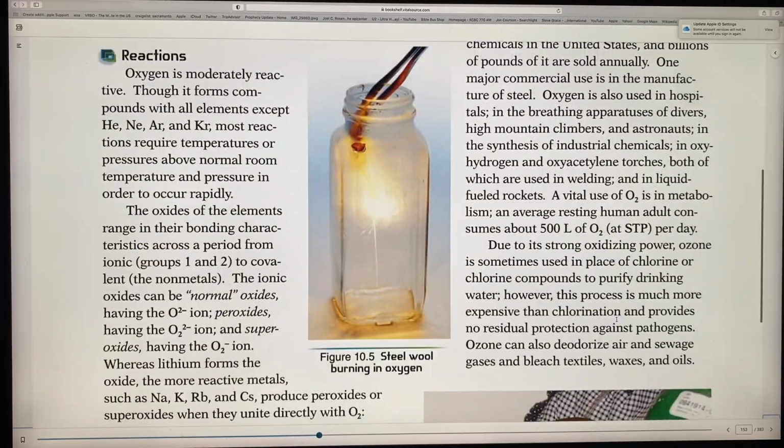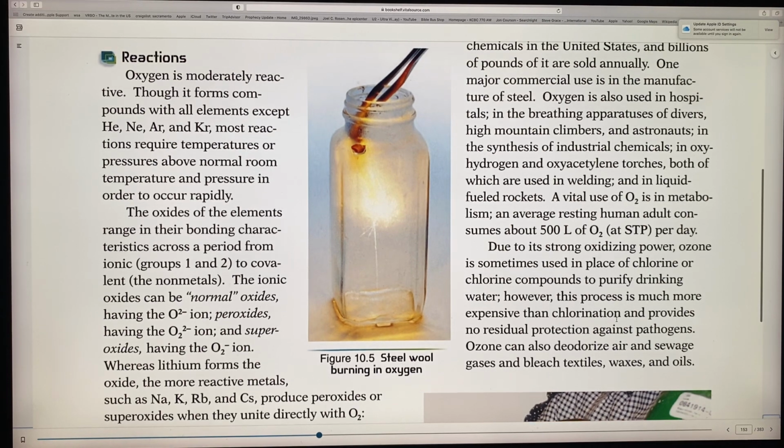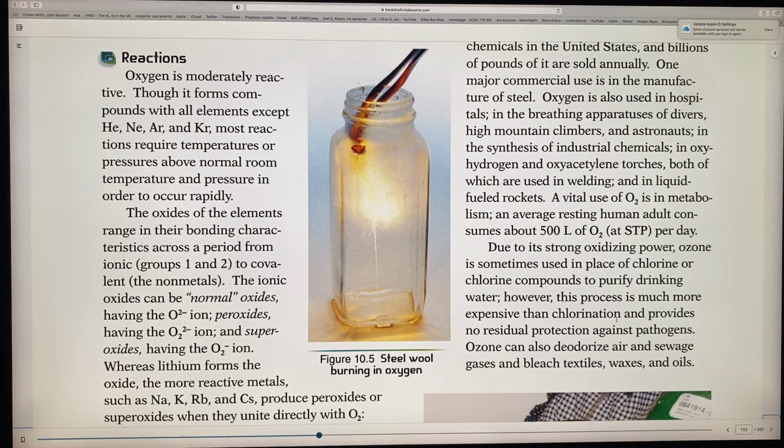So here's steel wool burning in oxygen. When I think of oxygen, it actually causes burning in many cases too. Oxygen may ignite things. A lot of times fires need to ignite because a fire needs oxygen. So oxygen is moderately reactive. It forms compounds with all elements except for helium, neon, argon, and krypton, which are our most stable, noble gases. But oxygen combines with almost everything.